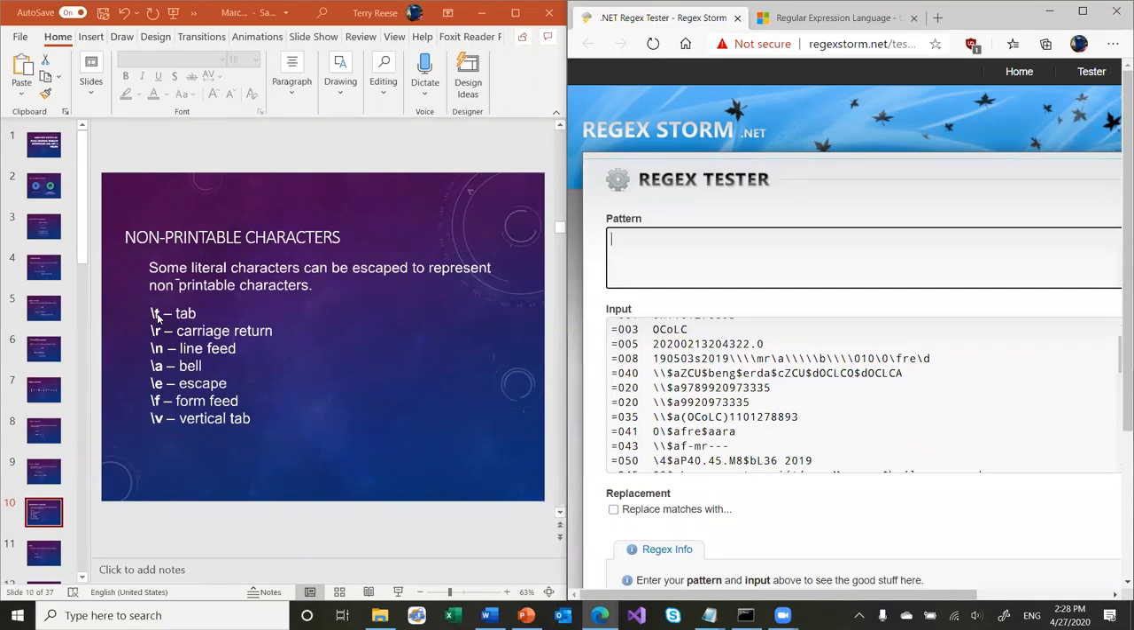Slash R slash N stand for carriage return and line feed. Depending on the operating system you're working with, the end of line character is going to be a combination of those two, or it's going to be individual characters. So in the control that MarcEdit uses to edit text on Windows, the character that will end a line is going to be a carriage return and a normal line feed. Windows uses what looks like the old typewriter format.